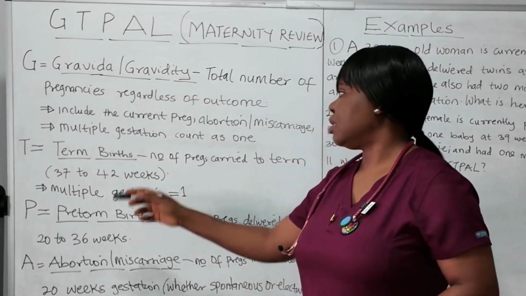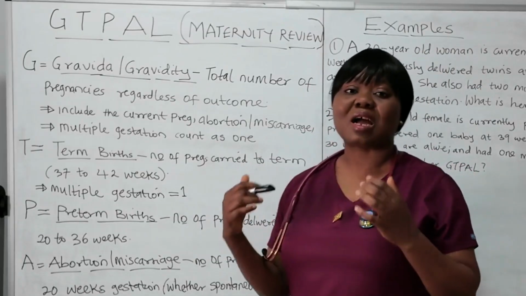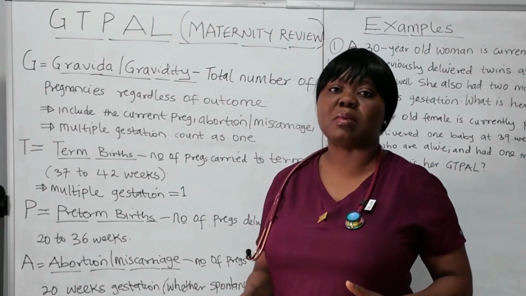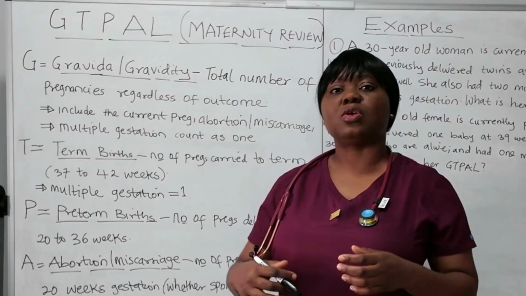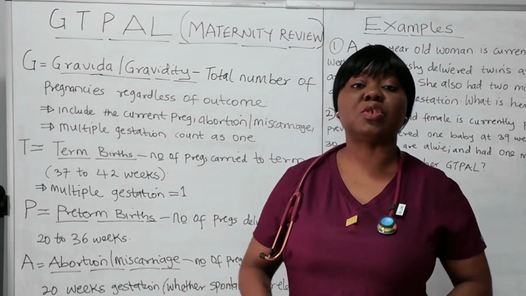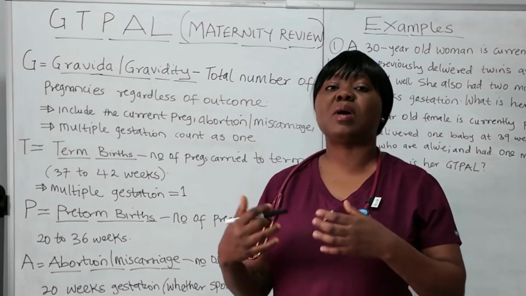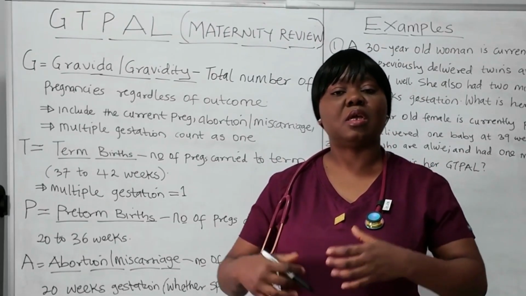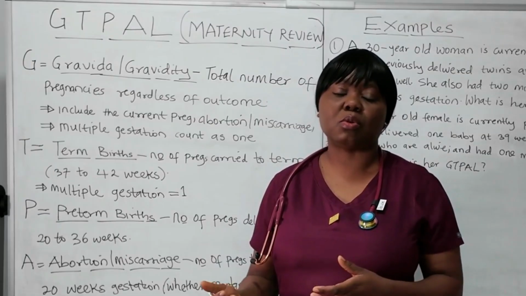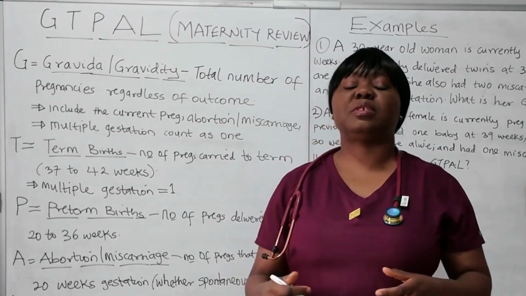Now the next one is term birth. So term birth is talking about the number of pregnancies that are carried to term. So what is term? It's about 37 weeks to 42 weeks. So if the pregnancy ever got to 37 weeks upward, we say it's a term birth. So that means if a woman carried a pregnancy for, let's say, 38 weeks, 39 weeks, 40 weeks, and so on, we say it's a term birth.